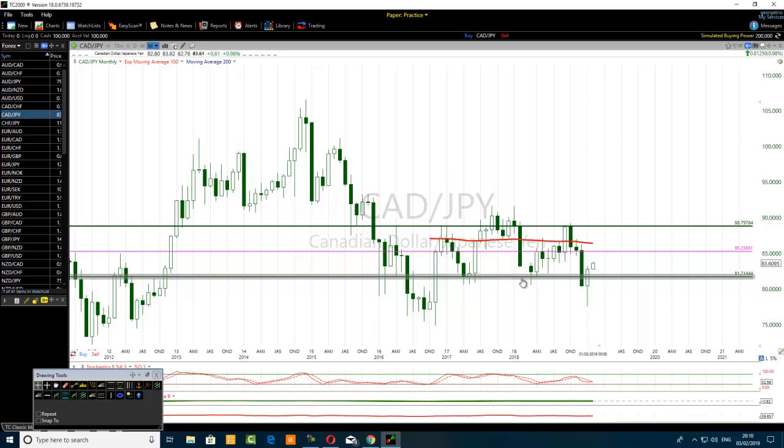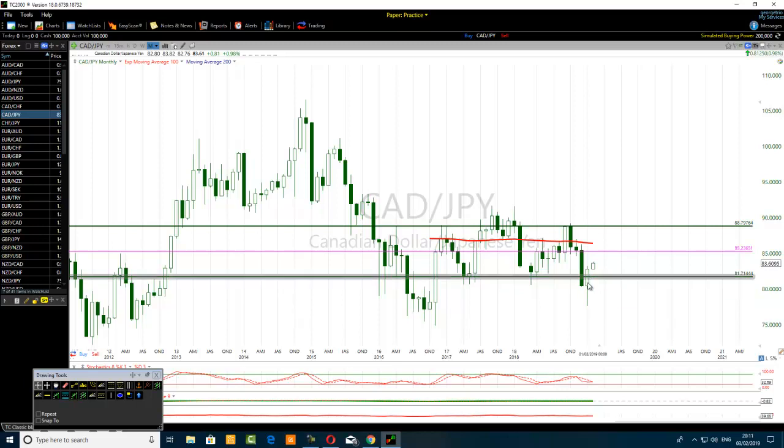The median line for that consolidation is 8523.6. I need to remind the traders that this currency pair, Canadian dollar, Japanese yen, has a similar structure like the Australian dollar, Japanese yen.